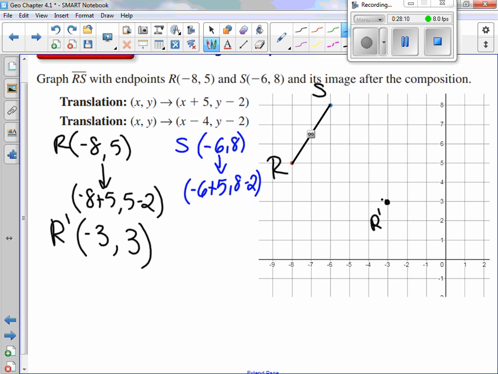So with S, we're using the point negative 6, comma 8. We're adding 5 to the x and subtracting 2 from the y. Now, negative 6 plus 5 is going to be negative 1. 8 minus 2 is 6. So S prime is at negative 1, 6.